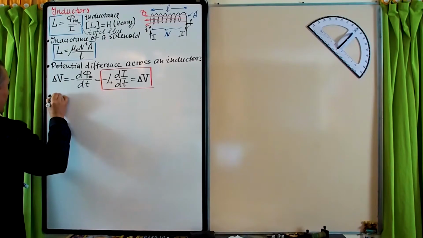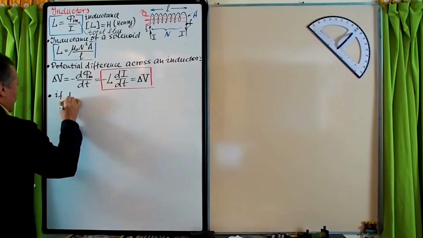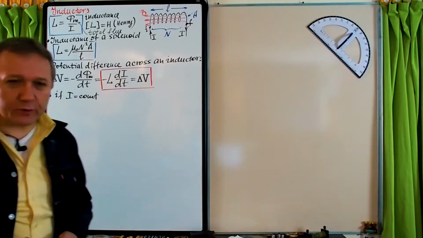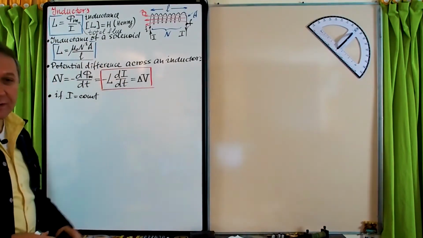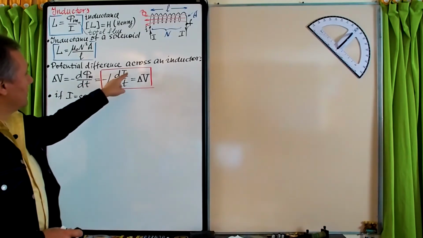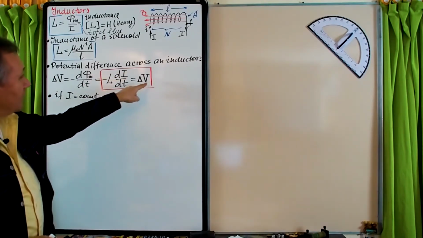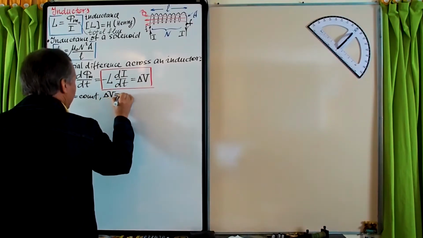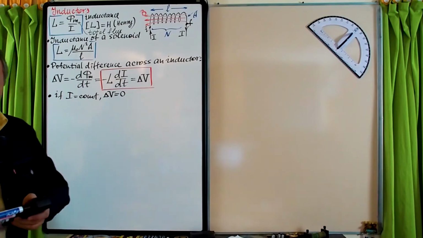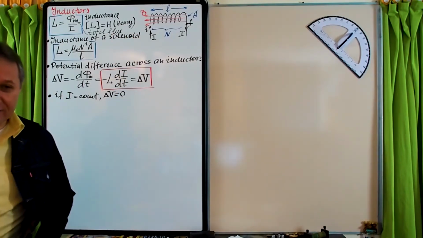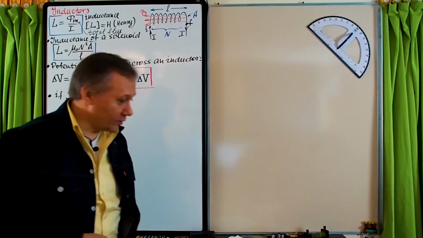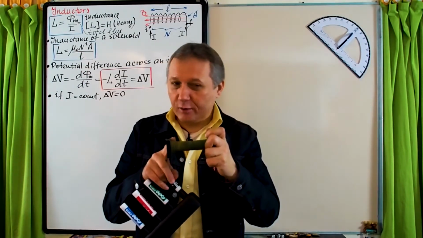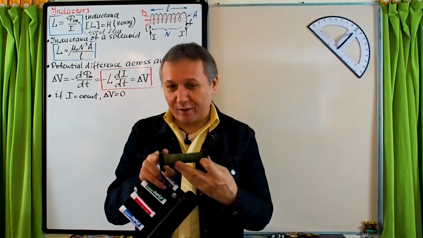So, what if the current is constant? We discussed it, but let me review it again. If current is constant, then di over dt is 0, and the potential difference is 0. Delta V equals 0. It means what? It means if you're sending DC current, constant current, through a solenoid, it will be completely happy. It is not going to do anything. It is not going to produce a potential difference across itself, right?